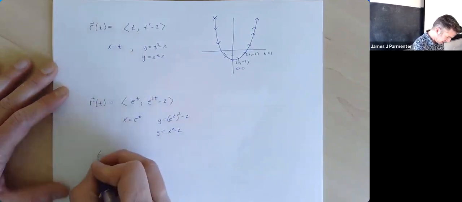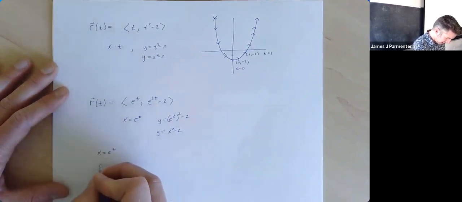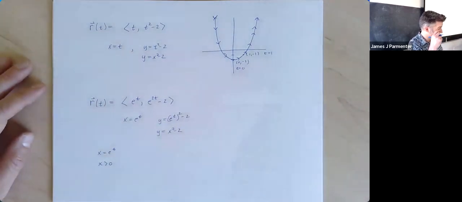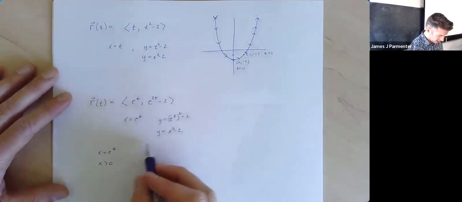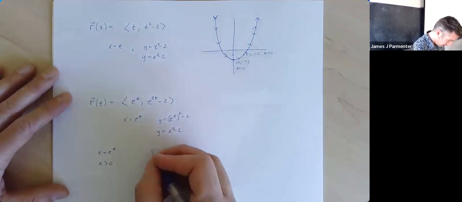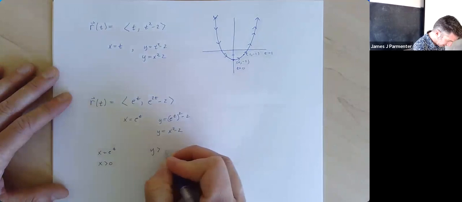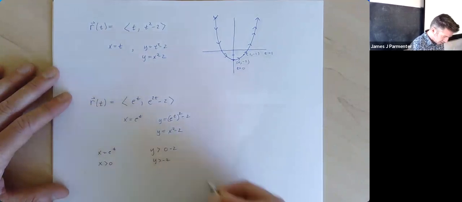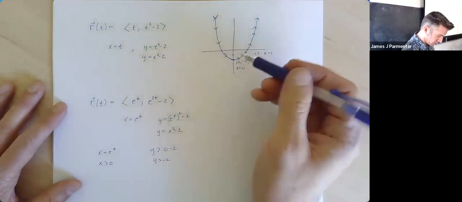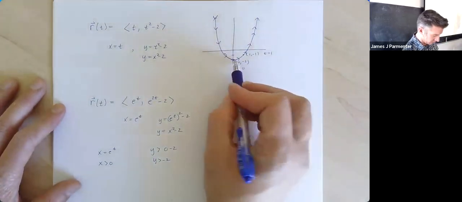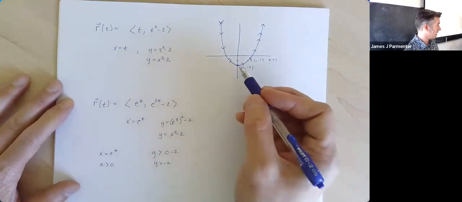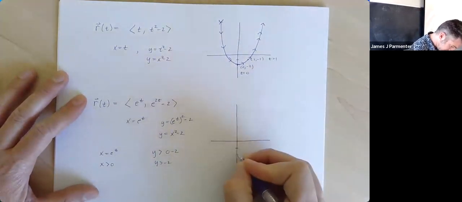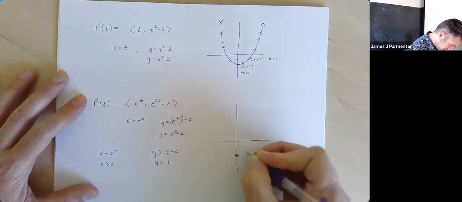If x equals e to the t, then for sure x has to be greater than 0, because e to the t is always greater than 0. In a similar way, since y is equal to x squared minus 2, y is going to have to be greater than 0 minus 2. So essentially, we're getting this graph, except we're almost starting at the point (0, -2). So we're not quite getting that point. So what we're really getting here is an open point there.